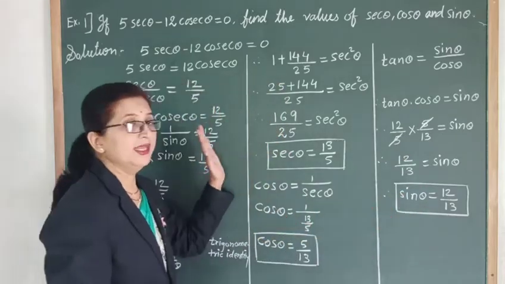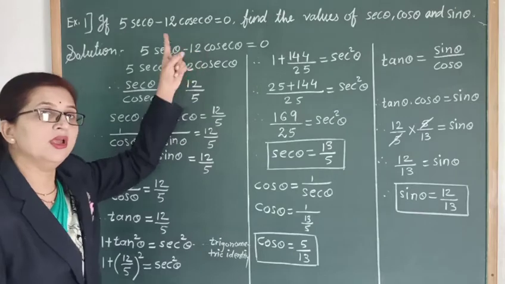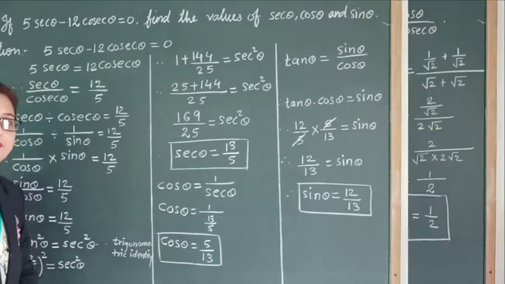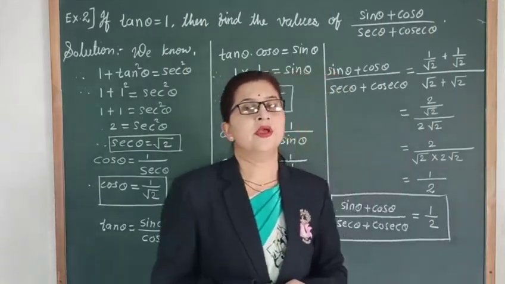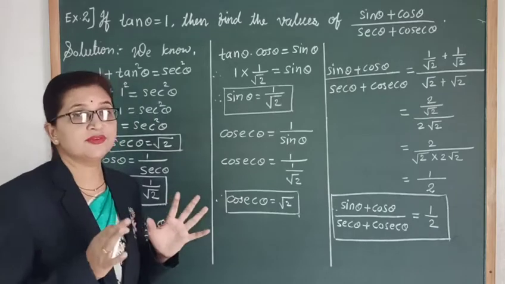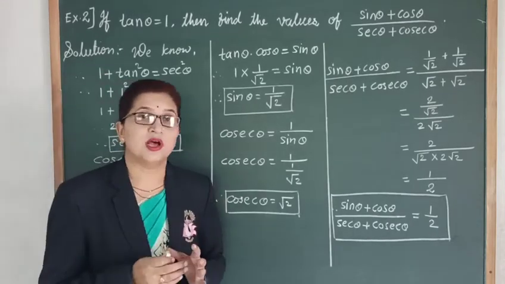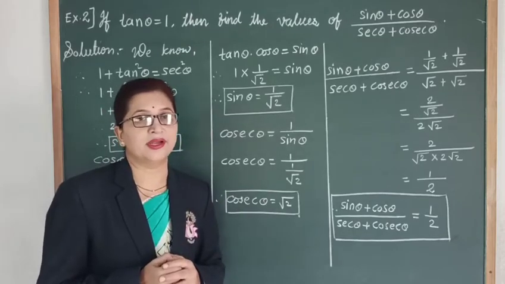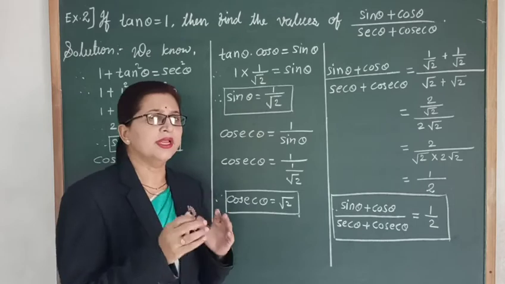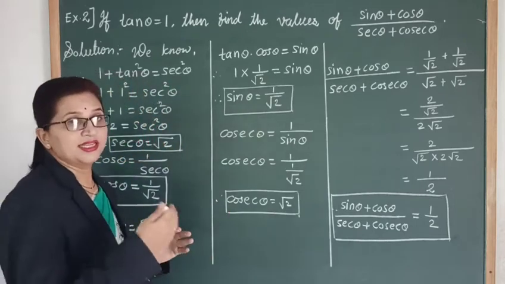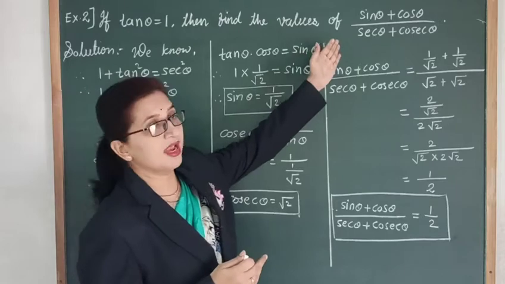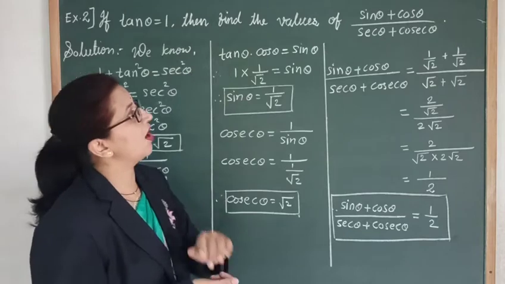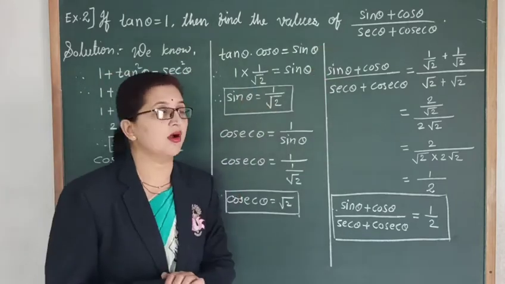So in this way, from the given equation we found the values of these trigonometric ratios. Let's see one more example. So here, dear students, up to this we were asking for the values of different trigonometric ratios when the value of one trigonometric ratio was given. But in this case, instead of asking for the different ratios, we are asked to find the value of this expression. So let's see the question. If tan theta is equal to 1, then find the value of this. We have to find out the value of this.